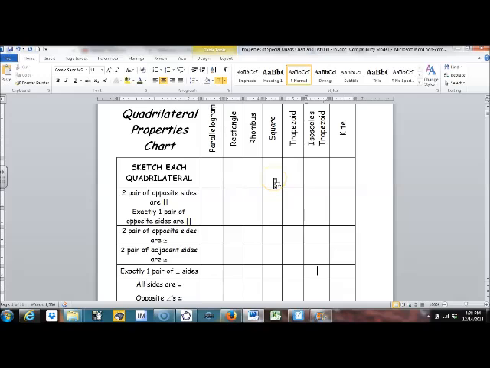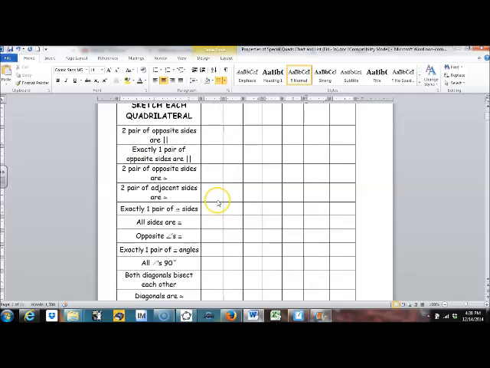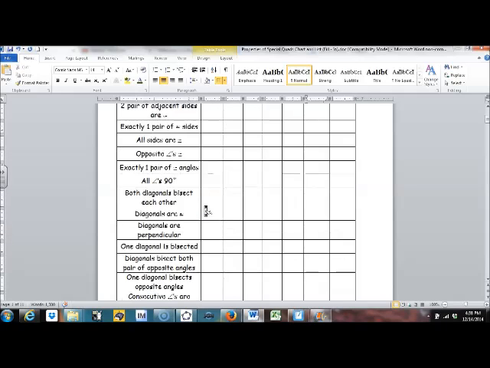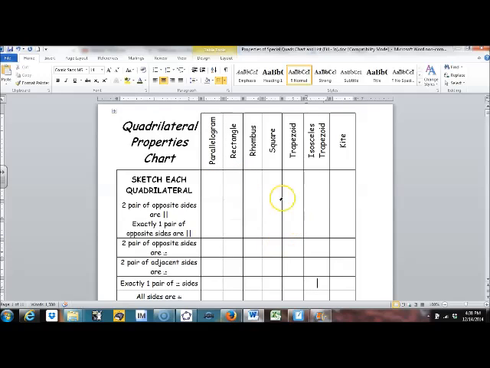Okay, so the first page is just this chart here that has our special quadrilaterals across the top, and then these are the properties that I want you to investigate for each special quad. And if this is a property in the special quadrilateral, you can give it a yes or a no or check it or something like that. But if it's not, you can give it an X or don't fill it out or whatever you want to do to distinguish. What you're going to make is a chart.